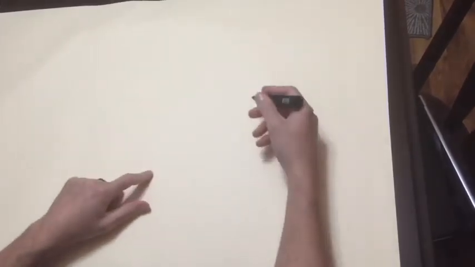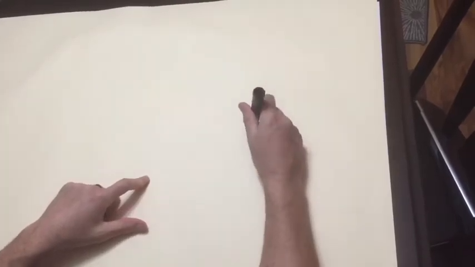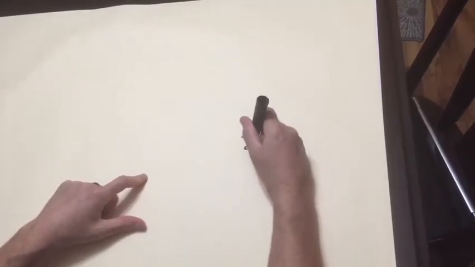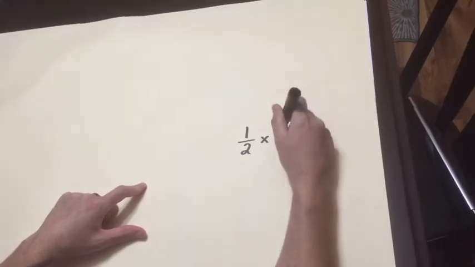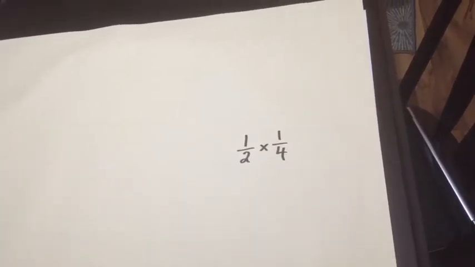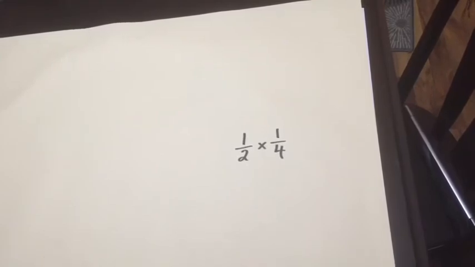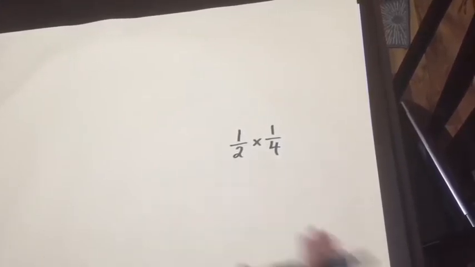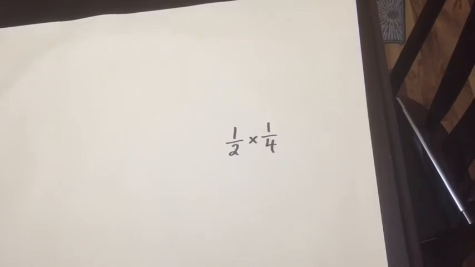I'm just going to put a question down like this. In today's lesson, you'll see something like this: 1/2 times 1/4. You might not know how to figure that out right now, or maybe you do, and that's great, but we're going to actually use models and show you this is a pretty easy question to model out.